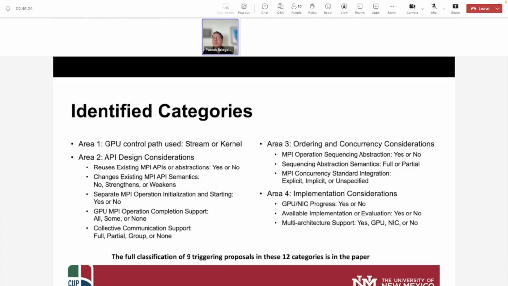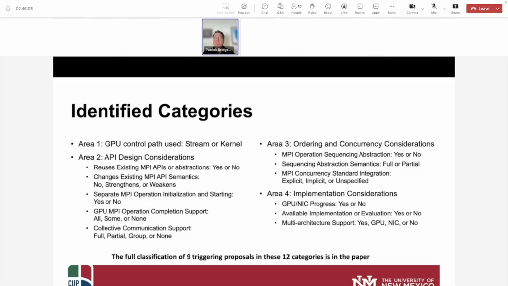So that's, what GPU control path is it using? How is the API designed? So key features we saw in API design. How does the proposal handle ordering and concurrency? And what are particular features of the implementation that are worth understanding? And so most of these were relatively self-explanatory. Things like, does this proposal change MPI semantics, and if it does, does it strengthen them like we saw in the HPE one-sided case, or does it weaken them like we saw in the MPI GBS case?